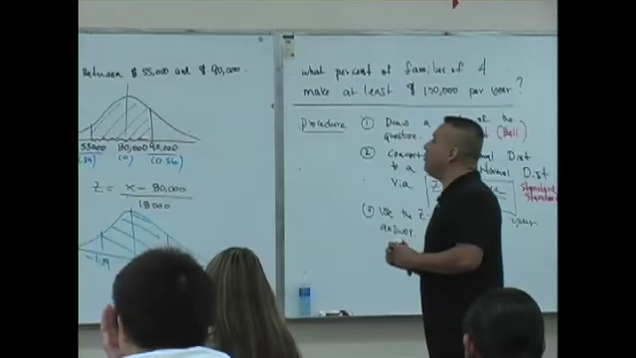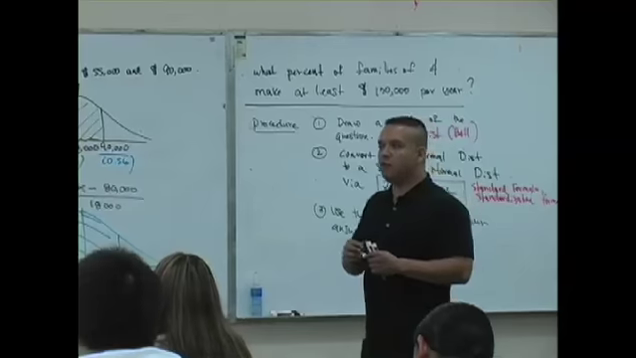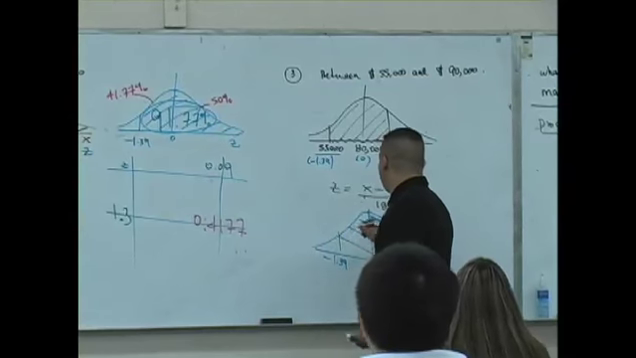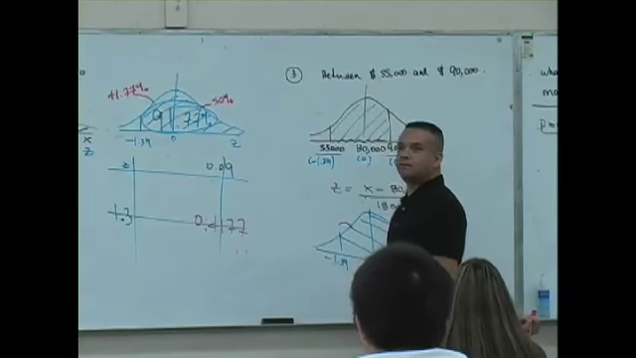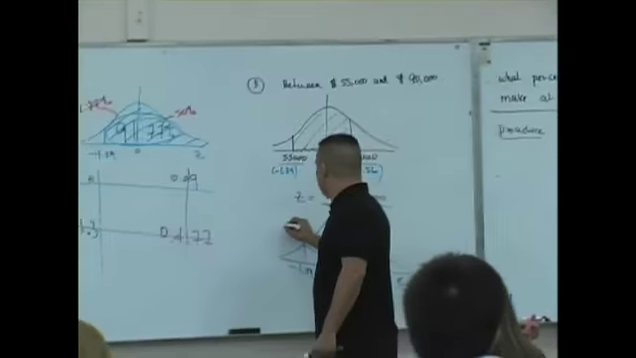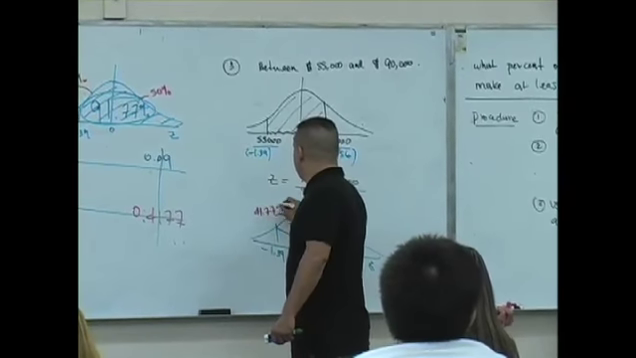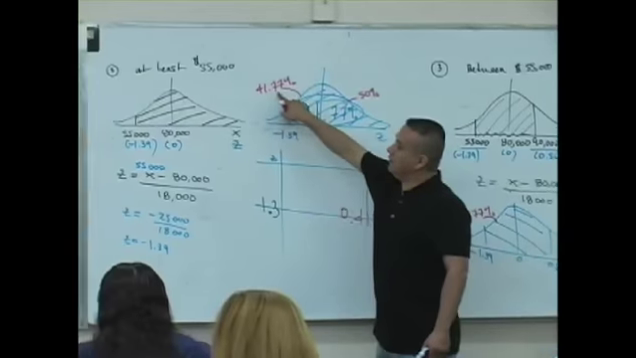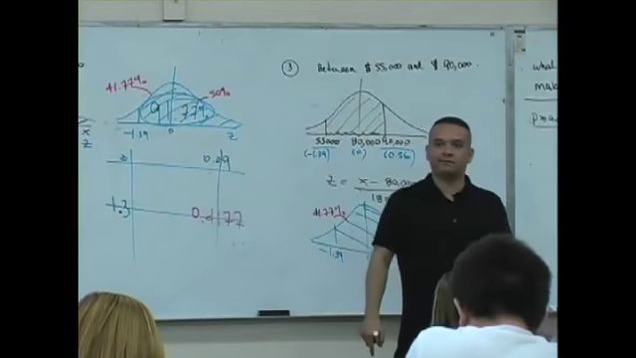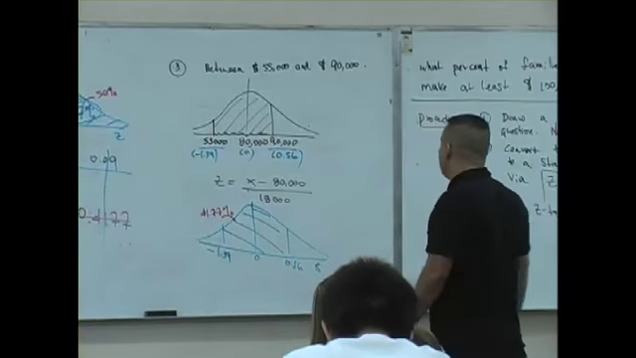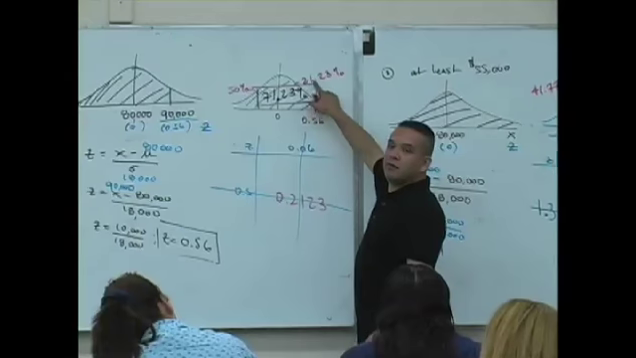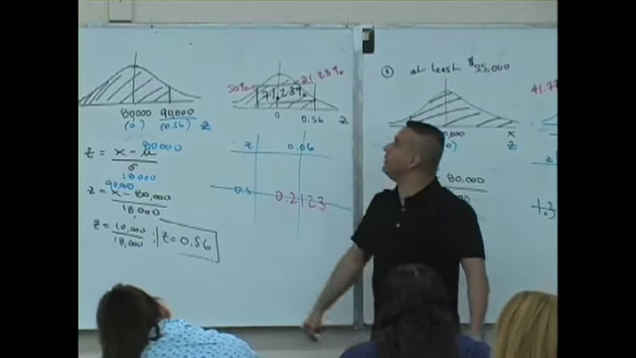Step 3 says to use my z-table to deduce the answer. How much is in your left pocket? 41. How did you know that? We already did it. Good. Isn't it right here? How much is in your right pocket? How did you know it's 21.23? We already did it.